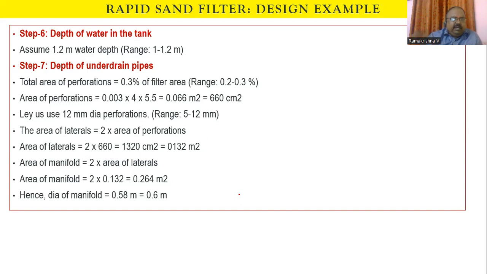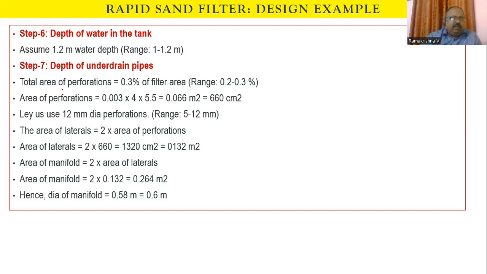And when you are taking the head loss, let's assume that the piezometers or manometers are connected at the bottom of the water depth. So that's why 3.5 minus 1, so 2.5 meters maximum head loss is considered. So let's assume 1.2 meter water depth and depth of under drain pipes. This is where some calculation is required.